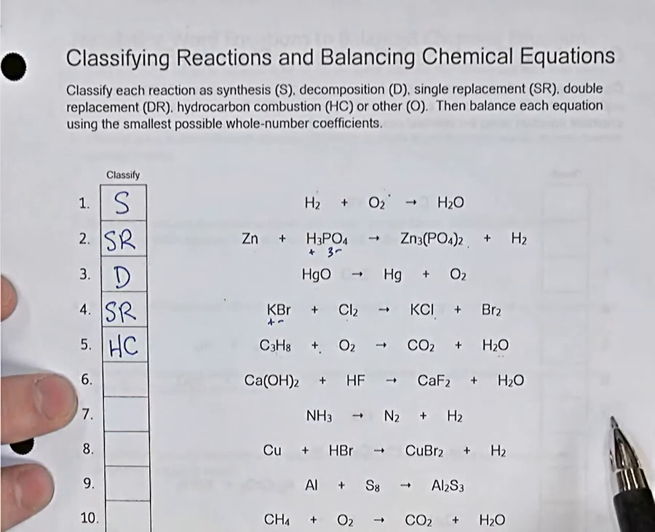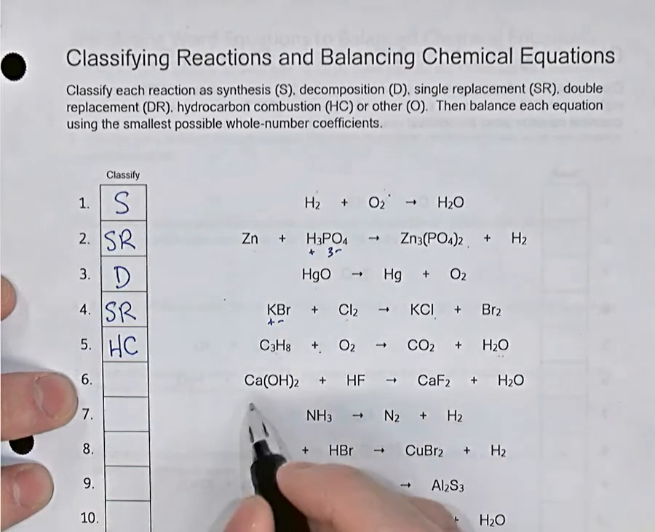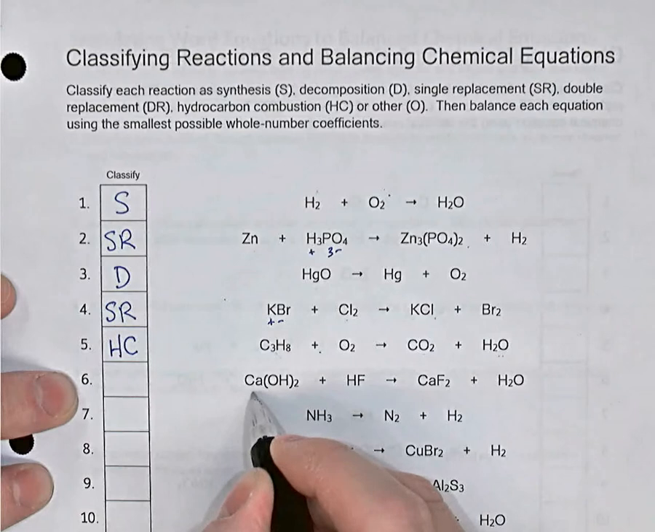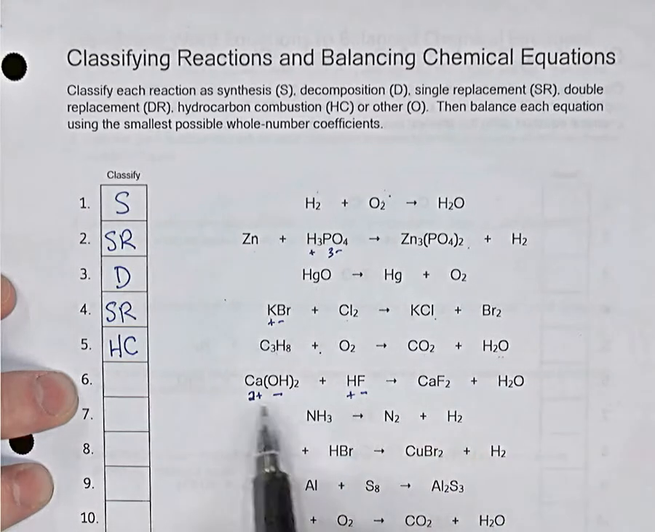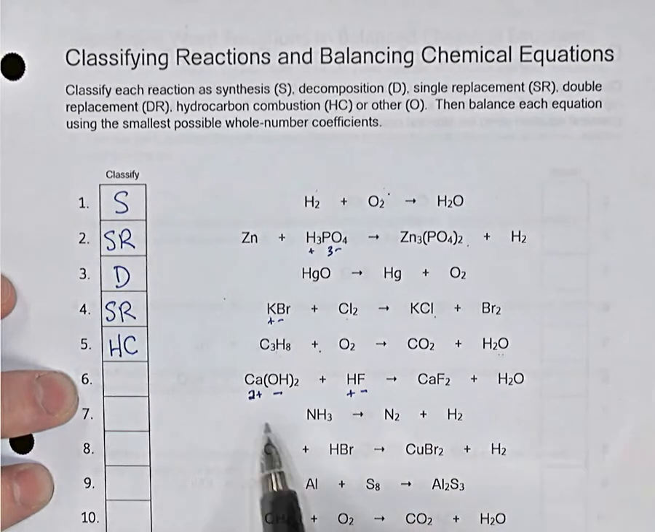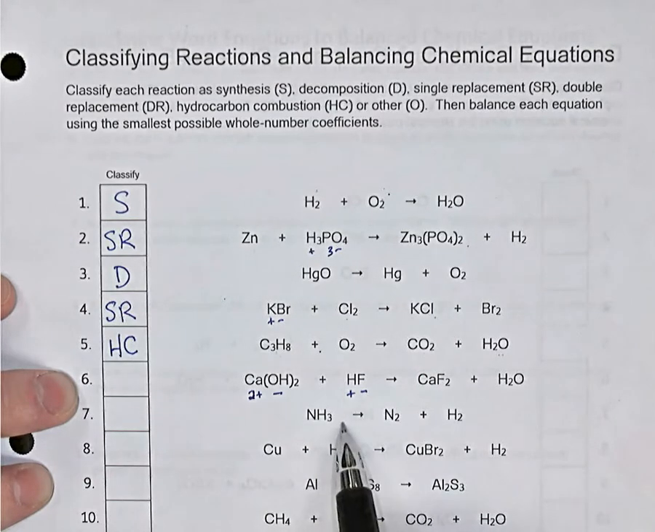Number 6, I see there 2 reactants and 2 products. And when I look at those 2 reactants, I notice that this guy is a 2 positive and a negative, and this guy is a positive and a negative. Recognize those as ions. So this is that situation, that dancing scenario, where we have a couple dancing and a couple dancing, and they're trading partners.